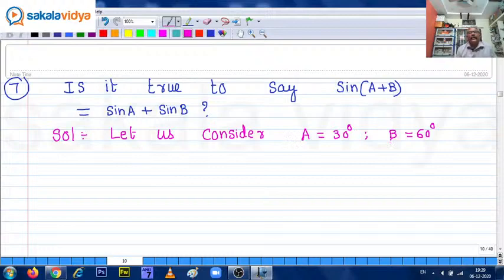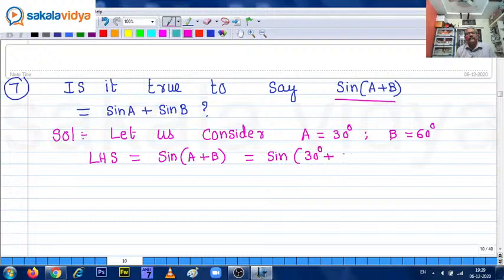So now take the left hand side. This is the left hand side, LHS, sin of a plus b. Sin of a plus b equals sin of 30 degrees plus 60 degrees. You get sin 90 degrees. Sin 90 degrees is equal to 1, you remember. This is LHS.